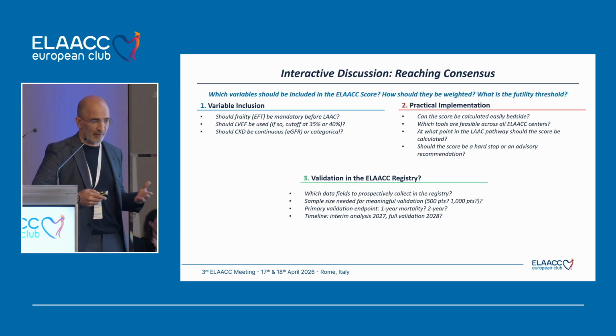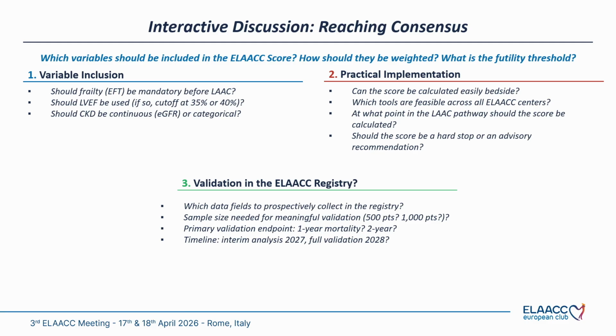So which variables should we include, and how can we implement it from a practical standpoint? We need something that can be calculated easily at the bedside of the patient. Which tools are feasible across all centers for a multi-center registry? At what point in the LAAC pathway should the score be calculated? And should the score be a hard stop or just an advisory recommendation? And of course, we need to validate the score, and this is a great task, even once we define what the variables will be.